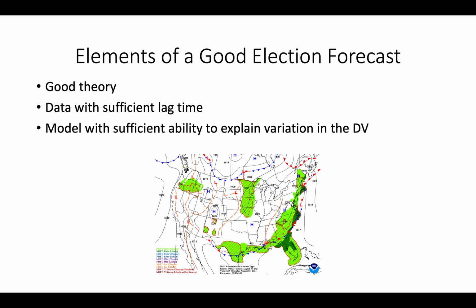the dependent variable. And in the world of meteorology, the variation that we're trying to explain is the probability of precipitation, or the probability of a heat wave, probability of a blizzard, or high winds or thunderstorms.